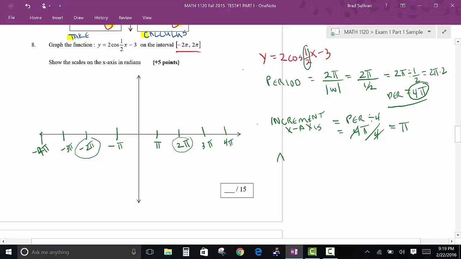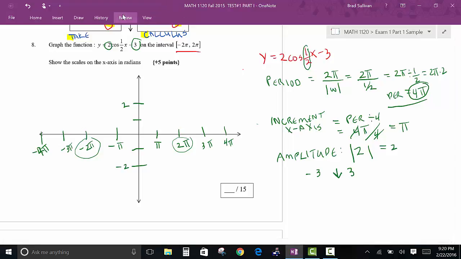Step two, let's figure out what the amplitude is. The amplitude is the absolute value of the number in front of the cosine, which is 2. That means the amplitude's 2. What that's going to do is stretch the waves up to a maximum of 2 and down to a minimum of negative 2. And then the last thing on this problem is this minus 3 is going to take you down 3 units, like this.